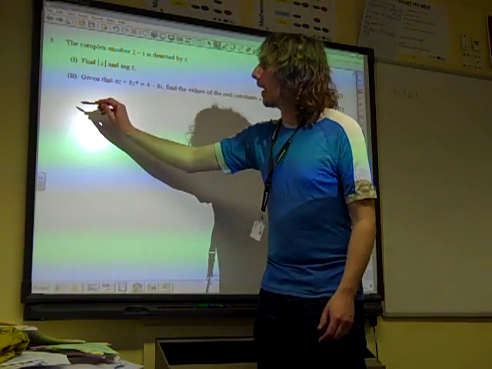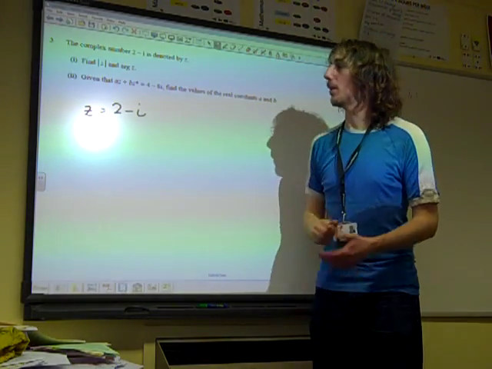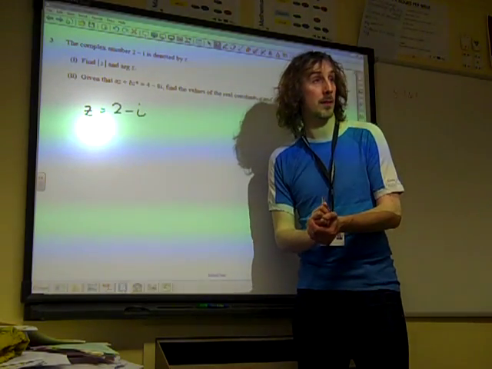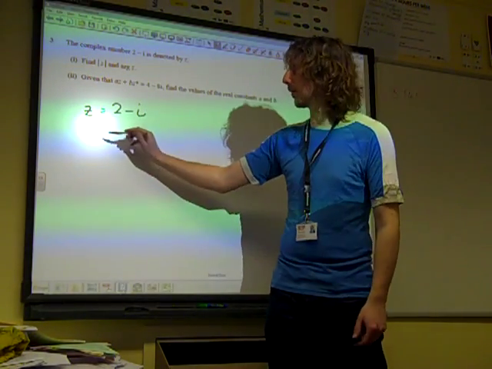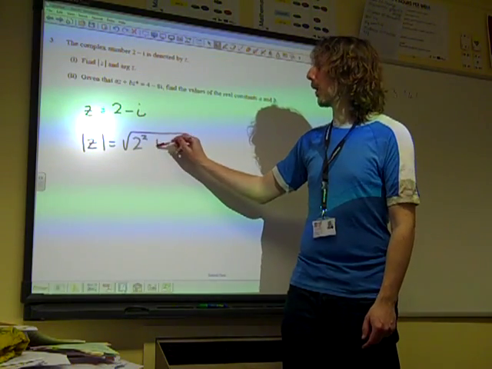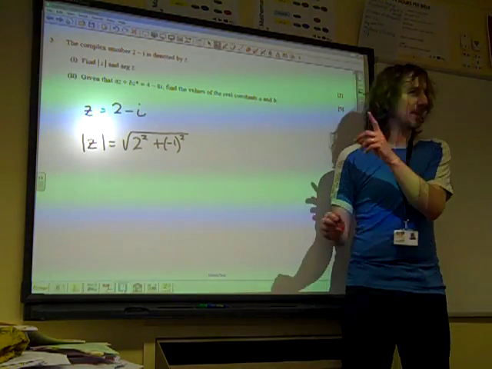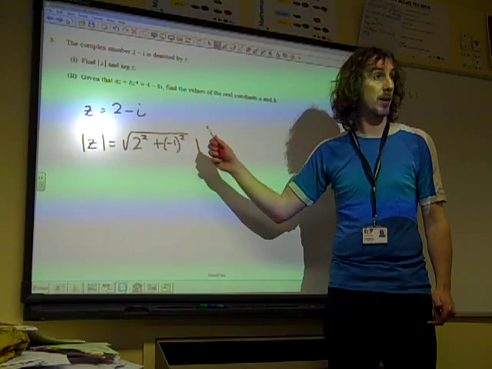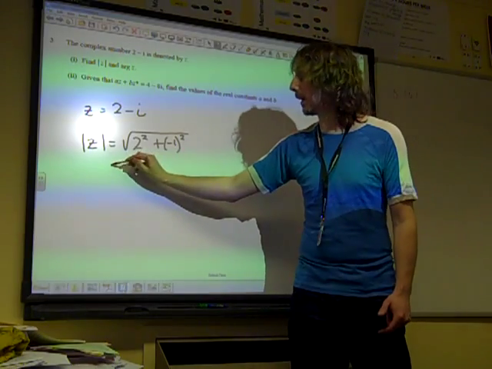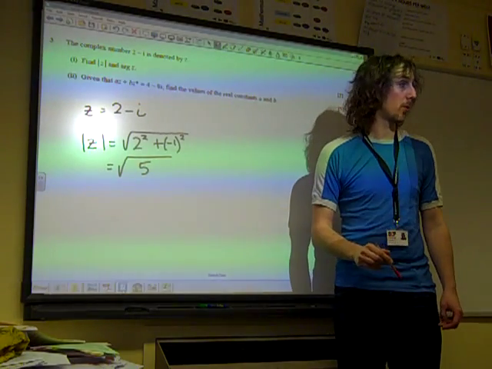Question 3, you've got z is 2 minus i. Find the modulus of z and the argument of z. Now some of you have calculators that will just tell you this stuff, but this would be the square root of 2 squared plus minus 1 squared. Now remember, when we put that in, we're not doing 2 squared plus i squared, because that ends up giving us the wrong answer. It's about the length of the line. That is the square root of 5, and there's our answer for the modulus.